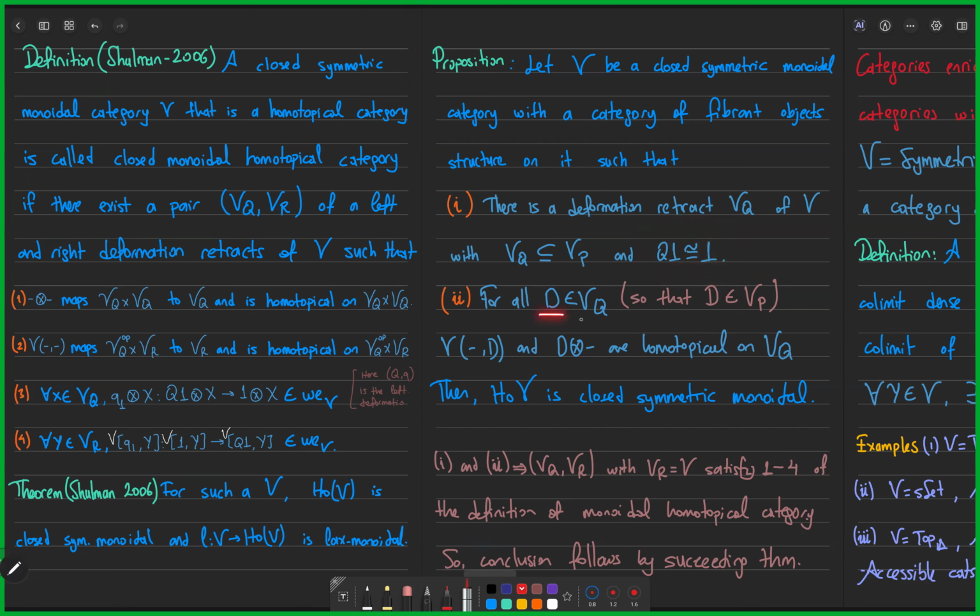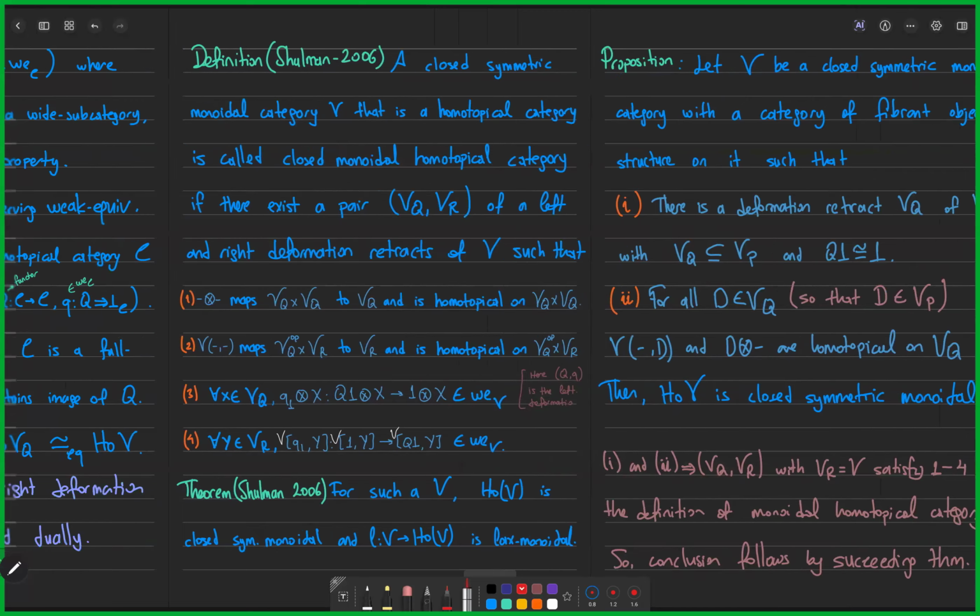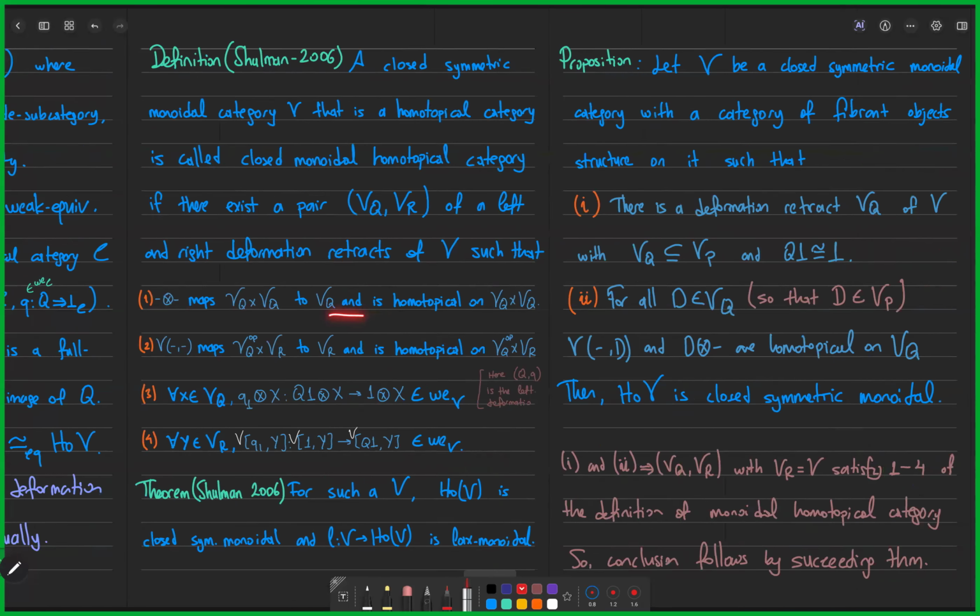And for every D in V sub Q, these two functors are homotopical on VQ. Then V admits a closed symmetric monoidal structure. So these properties are enough: VQ, and VR when we choose VR as V, satisfy these four properties. You can think of this V sub Q and V sub R as cofibrant objects and fibrant objects, and these maps as cofibrant and fibrant replacements.